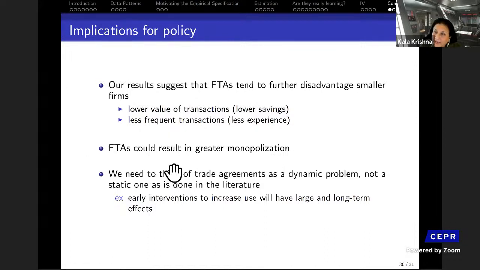Because of this also, FTAs could result in greater monopolization. If larger firms are the only ones doing this, then hey, they've got more market power, there are fewer firms there, less competition. The final thing is, we think of trade agreements in a static sense. Almost nothing is done thinking of trade agreements in a dynamic sense. And we need to change that thought process. We need to start thinking of trade agreements as dynamic, always look for dynamic implications.